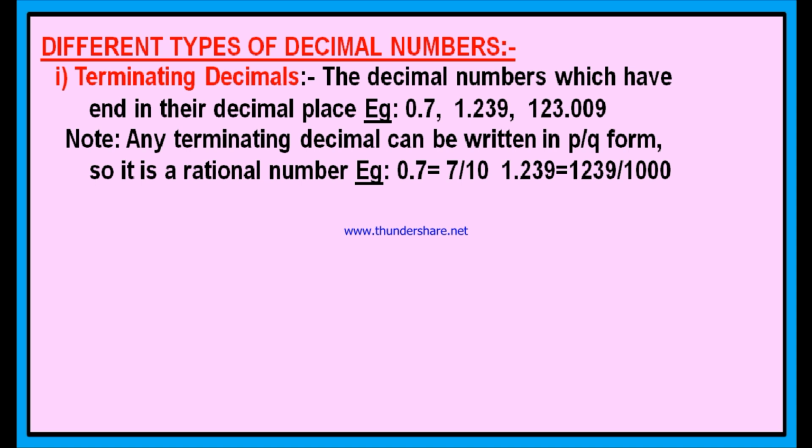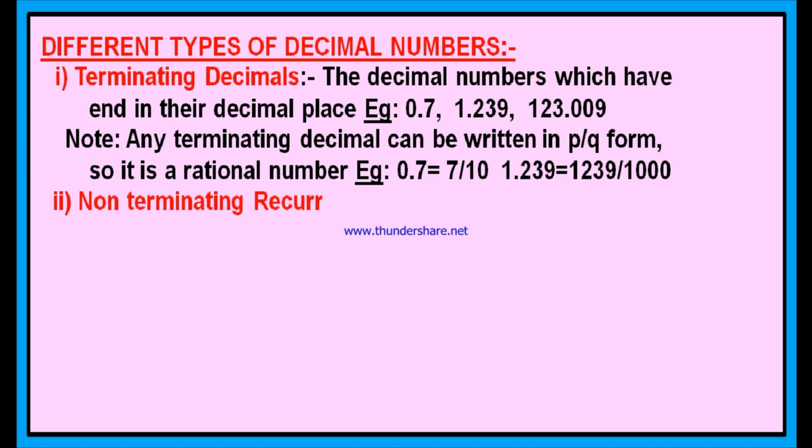Similarly, 1.239 can also be written in the form of a fraction as 1239 divided by 1000. Therefore, any terminating decimal can be written in the form of p by q, which represents a rational number. Every terminating decimal can be written in the form of p by q. Therefore, it is a rational number.